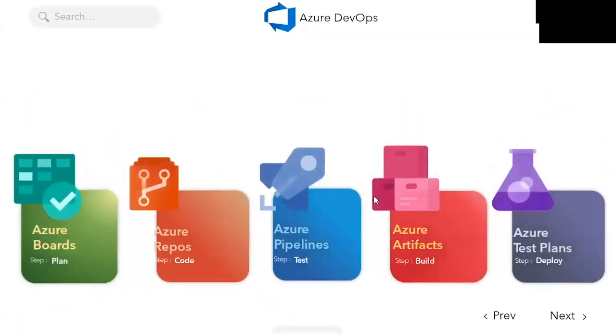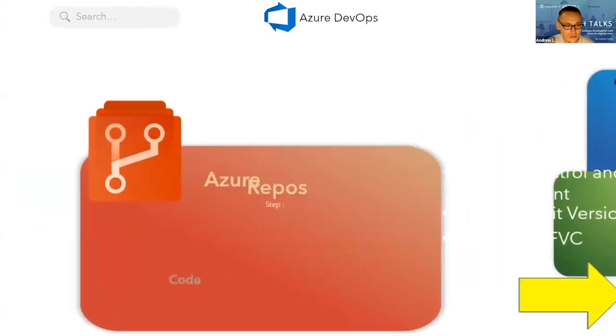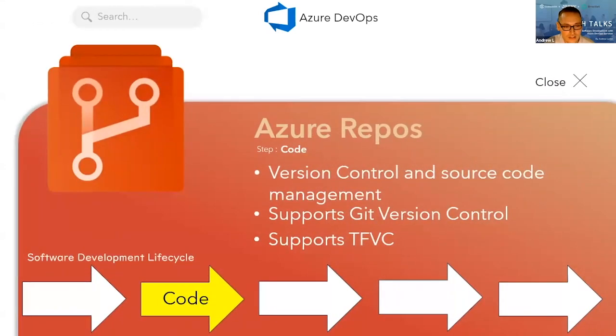This brings us to our next service, which is Azure Repos. Now, after all the planning is done and you've written some code, you can use Azure Repos for version control and source code management. Azure Repos supports Git, which is the most popular version control system out there, and can host your source code very similarly to other popular code repositories like GitHub, GitLab, or Bitbucket. Azure Repos also supports centralized version control with TFVC if you want to use that.